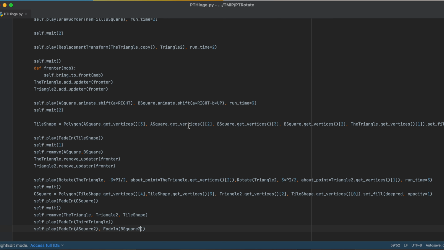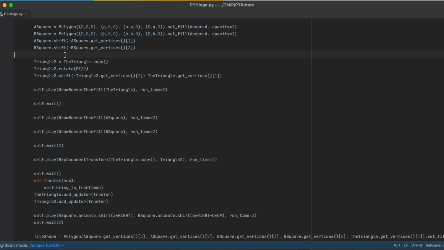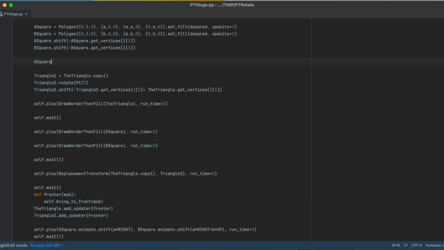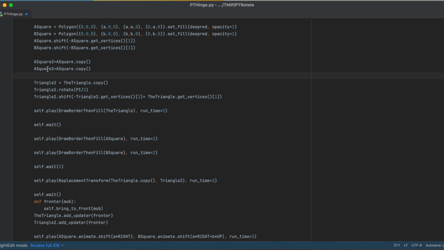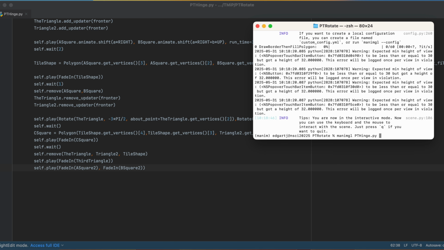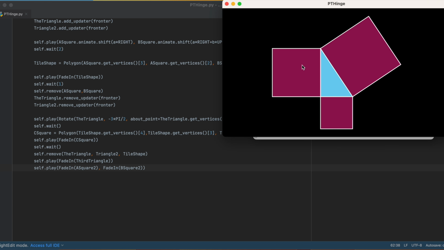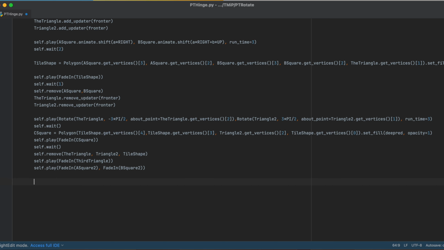And before I did any movement of them, right, so before I did any movement of them here, a squared 2 is a square dot copy. And I'll do the same thing. B squared 2 is b square's copy. And then, like I said, down here, I've faded those two things in. So I'll just go straight to the end of this time. If I'm lucky this time, they should have all been faded in. And so it's supposed to show that those two squares are equal to that square. To sort of finish that off, I'll wait for 2 seconds.